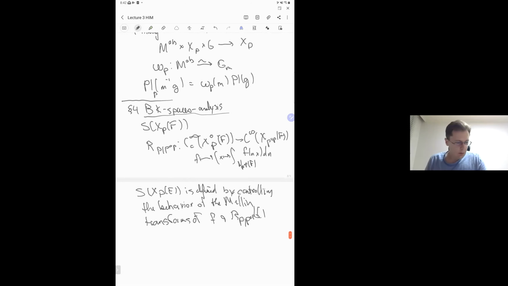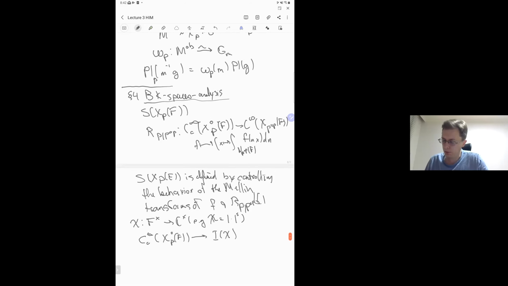If I take a character from F times to C times, and I'm allowing quasi-characters here, so you could just take chi to be norm to the s if you wanted. Then you get a map from compactly supported smooth functions on the open set, the Schwartz space, to I chi. This is some induced representation, but you don't need to know what that is for this discussion.